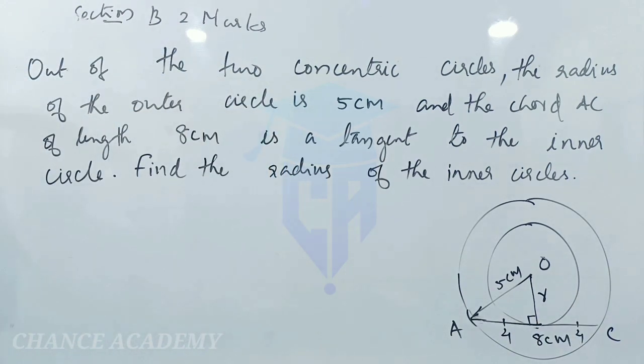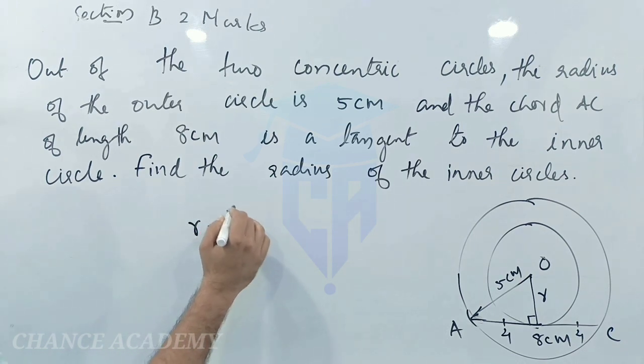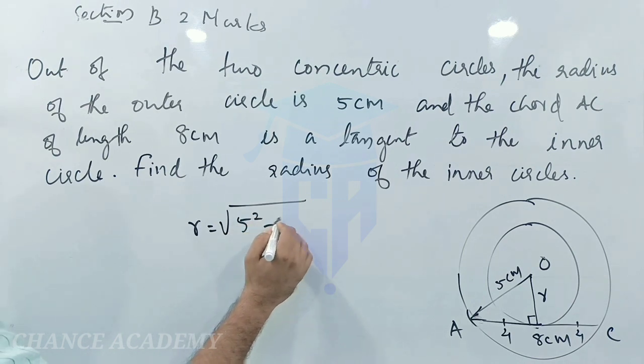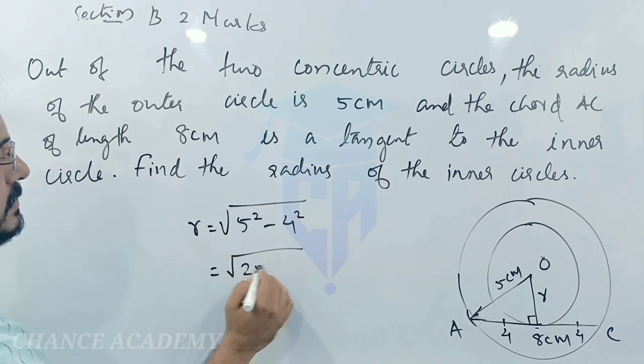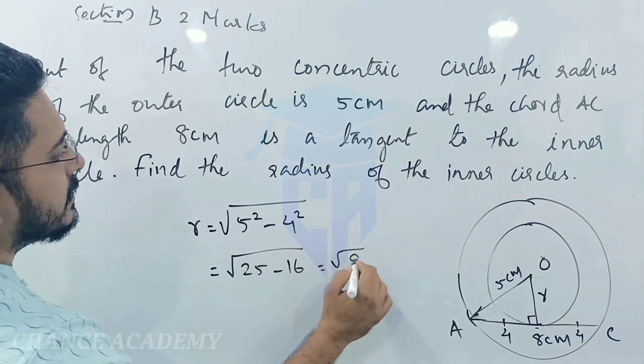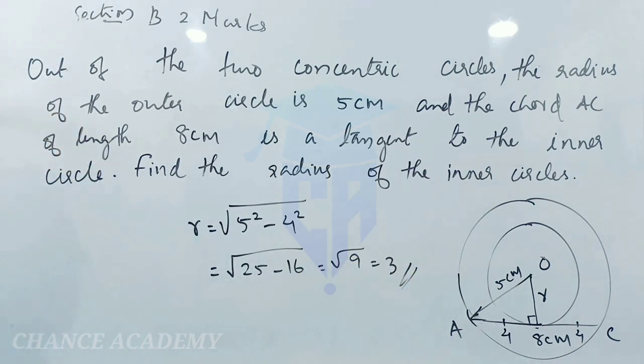We can find that by using the Pythagoras theorem. So in this question, r is equal to the square root of 5 squared minus 4 squared. So that will give you 25 minus 16. So that's root 9. We'll be getting 3. But we can also find the answer since it forms a Pythagorean triplet.